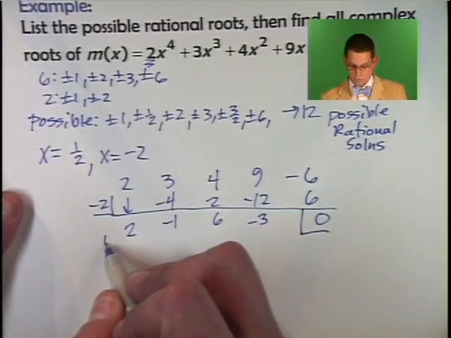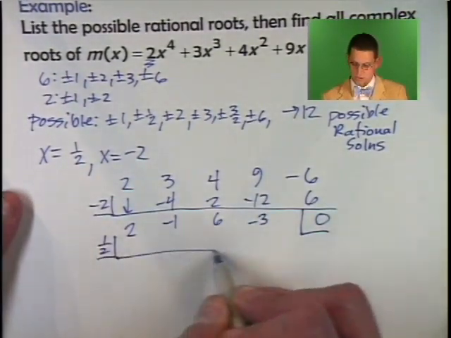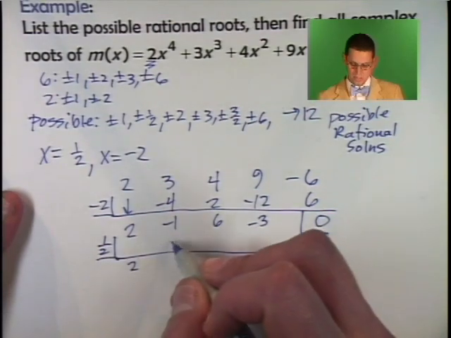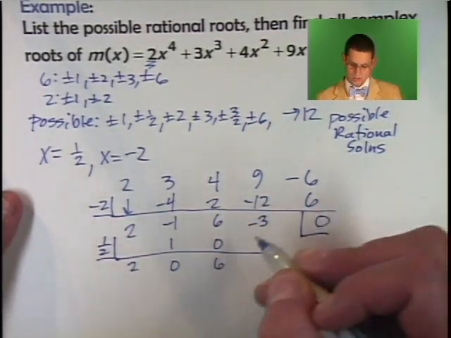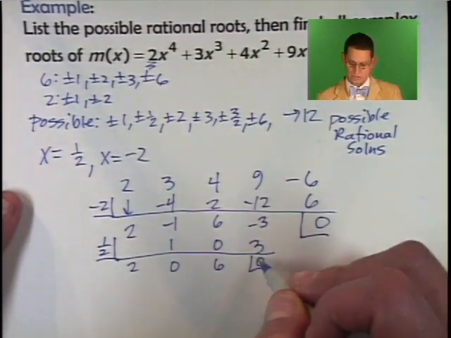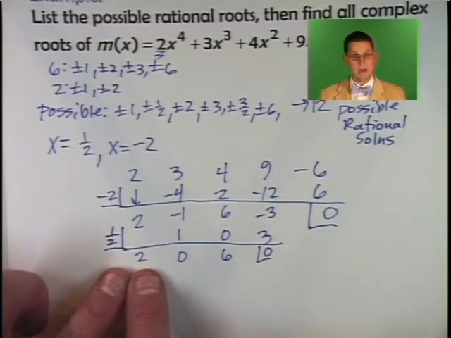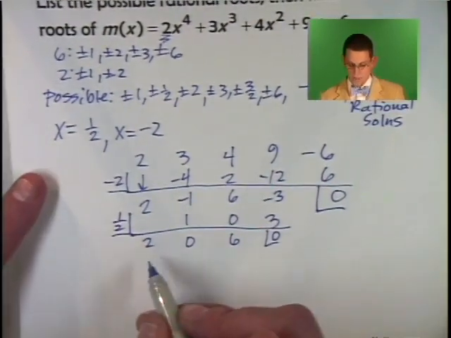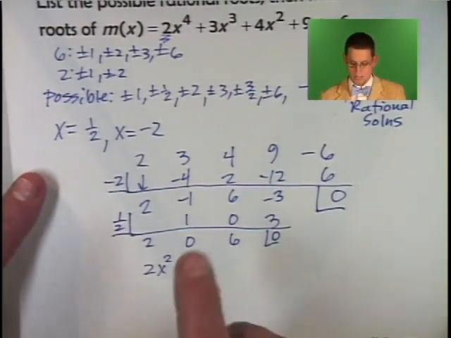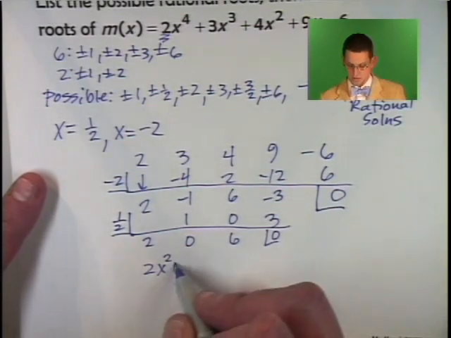Well, now I'll do my 1/2 on my result. And so I bring down my 2. That gives me a 1. And I get a 0, 0, 6, 3, 0. So this now is degree 2. 1/2 is a root. x minus 1/2 is a factor. This is 2x squared plus 0x plus 6.